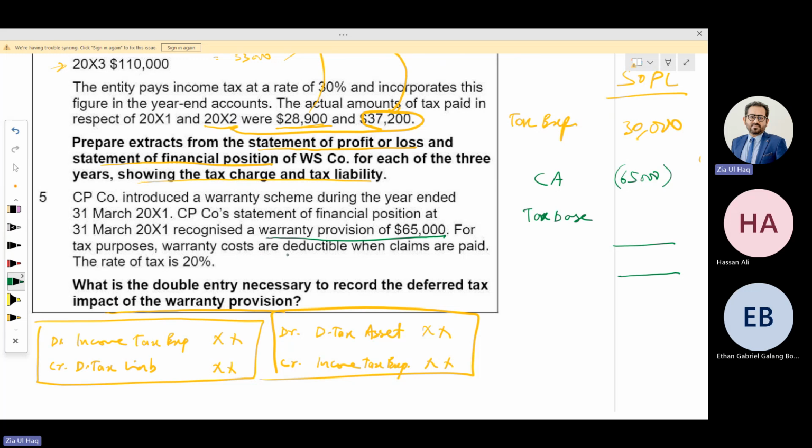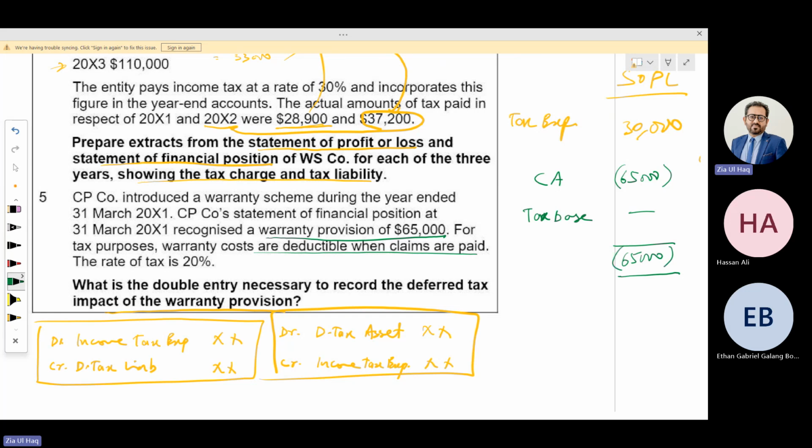For tax purpose, warranty costs are deductible when claims are paid. Meaning tax authorities didn't allow this as expense. And according to them, what is the carrying value for current year? Nothing. You cannot record this in current year. It will be recorded in expense next year when you pay. So there is 65,000 negative.